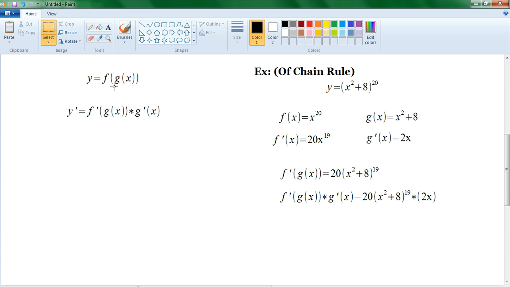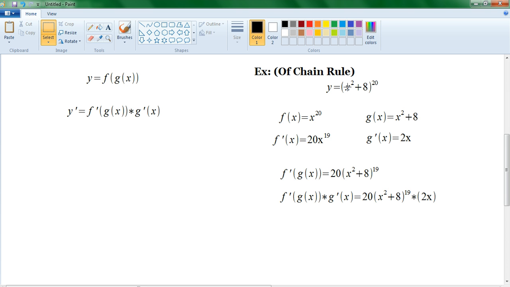Okay. So the chain rule says that if y is equal to f of g of x, then the derivative of y is f prime of g of x times the derivative of g of x. So basically, it's the derivative of the outside times the derivative of the inside.